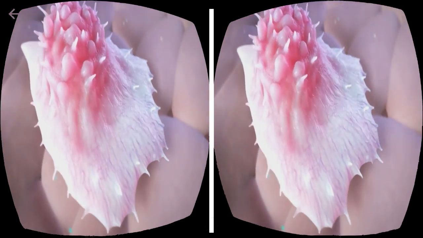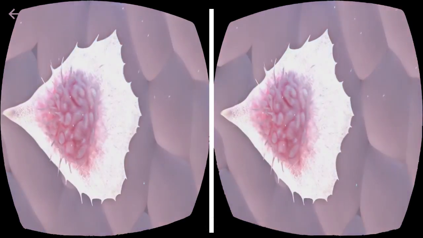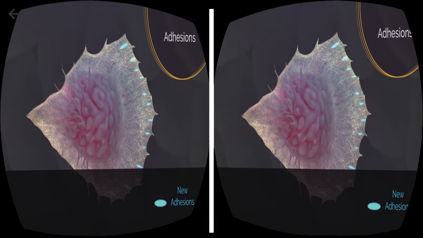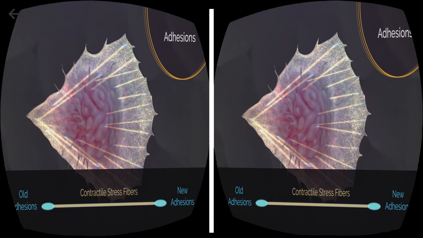As the cell moves forward, adhesions occur along the leading edge of the cell as actin bundles anchor to the surface via adhesion molecules. These newly formed adhesions are connected to old adhesions via contractile stress fibers, consisting of myosin filaments and antiparallel actin bundles.